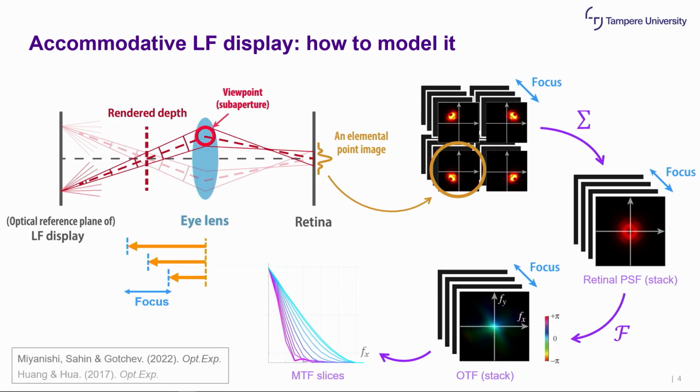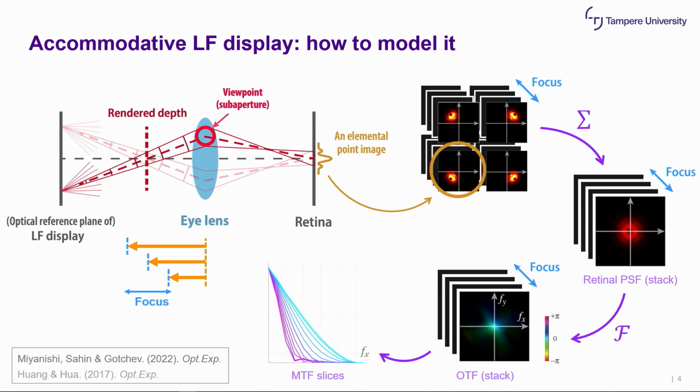So this is how we model a light field display to simulate the retinal images. The light field display is represented by an optical reference plane here, where conceptually directed light is coming from. Then the retinal image of the rendered point here is a superposition of elemental point images, each of which is generated by the beam coming from the reference plane, limited by what we call the viewpoint subaperture here, then ending up on the retina. Then we get the superposed image here, which is actually the summation over intensity, as a stack with respect to the eye's focus or accommodation states.